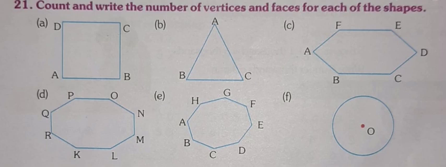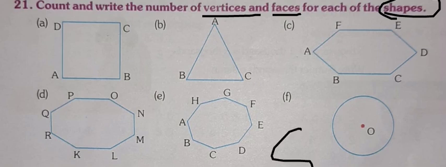As we can see here, the question is asking to count and write the number of vertices and faces for each of the shapes. Now what are shapes actually? These are shapes. This is a shape. It can also be a shape. But there is no definite definition with which we can define which shape it is.